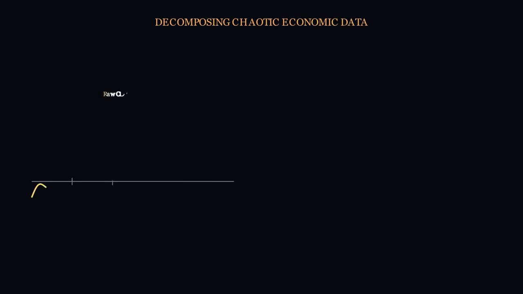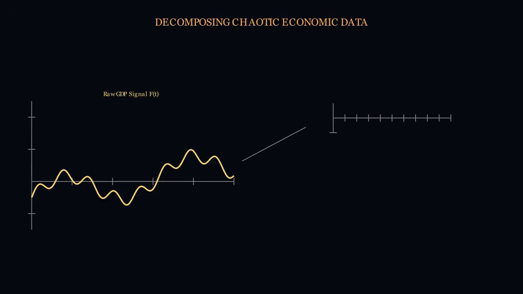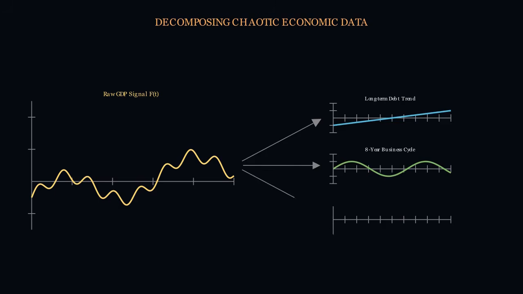Look at this chaotic economic chart. It represents a country's raw GDP over 30 years, a jagged, unpredictable line. Hidden inside this single curve are three entirely different phenomena: a 3-month seasonal holiday shopping spike, an 8-year business cycle, and a multi-decade debt trend. They are deeply entangled, making it impossible to analyze one without the others interfering.